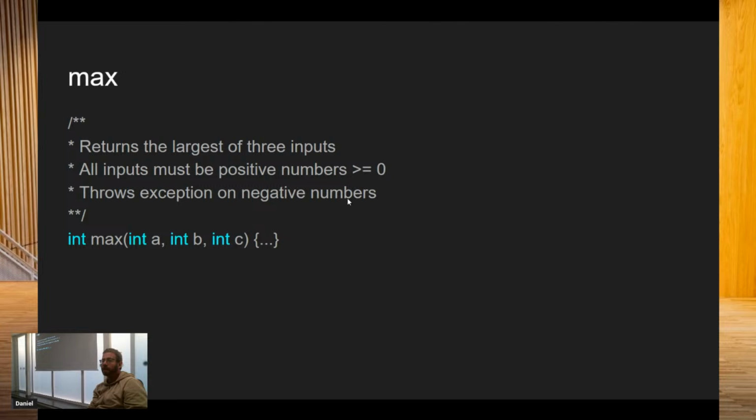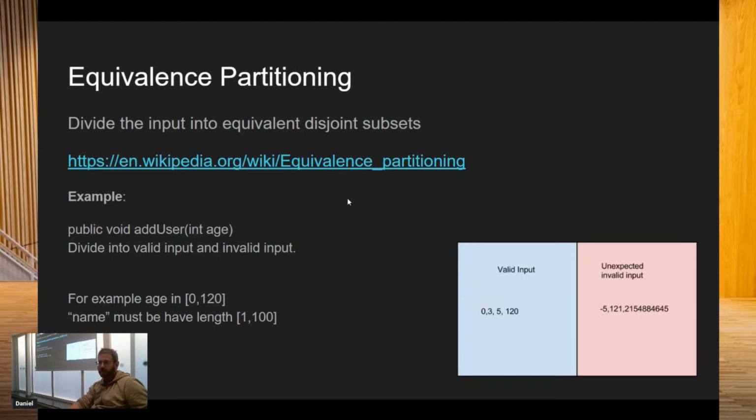From the throws an exception on negative numbers, I would have one where A is a negative number, and then one where B is a negative number, and then one where C is a negative number. But I didn't actually think of the one where everyone was equal also. Makes sense? So we divide into subsets, and then we find a good test case within those, or perhaps a set of test cases within those.